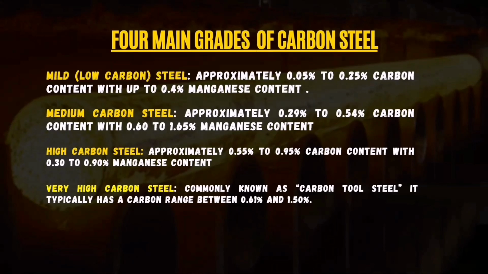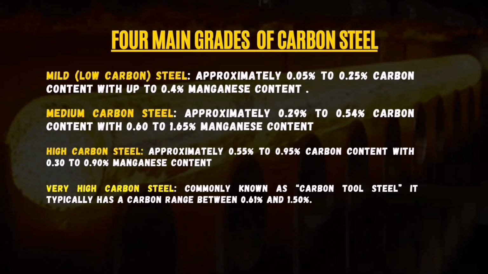Next, we have the medium carbon steel, approximately 0.29% to 0.54% carbon content with 0.60 to 1.65% manganese content. Here in medium carbon steel, heat treatment is involved, followed by quenching and tempering. Hardened carbon steel has greater strength than low carbon steel. However, this comes at the expense of ductility and toughness.